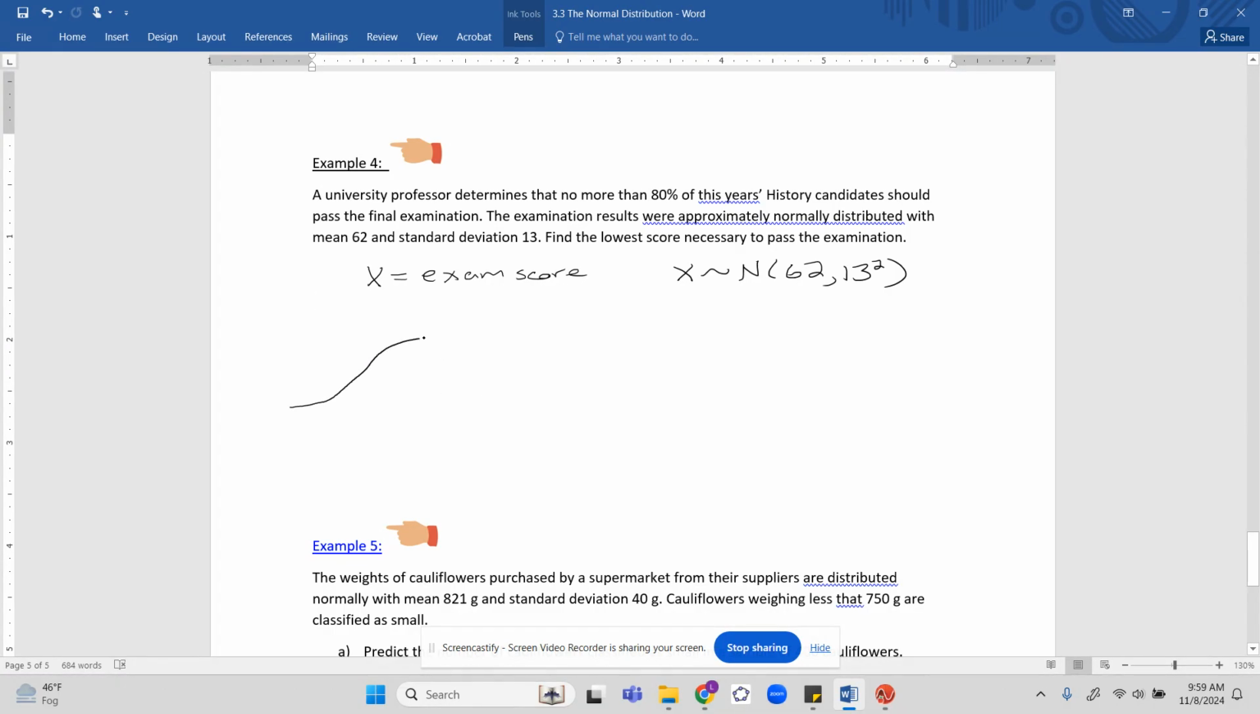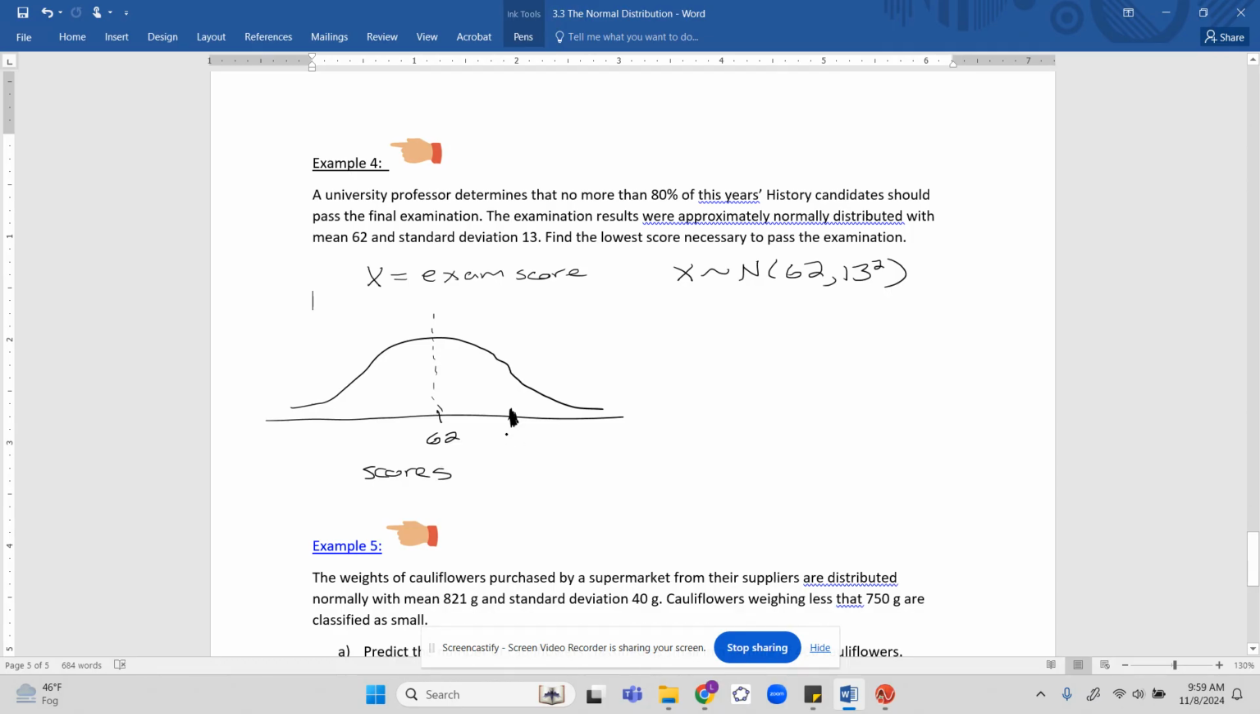I'm going to draw a curve to help us see what we're doing here. So, a very simple curve for the exam scores. The center, the mean, is 62. And I'm not even going to worry about putting the standard deviations along each side. What I care more about is that no more than 80% can pass. And I want to know what score you have to pass. So what is the score? Because the axis down here are the scores.